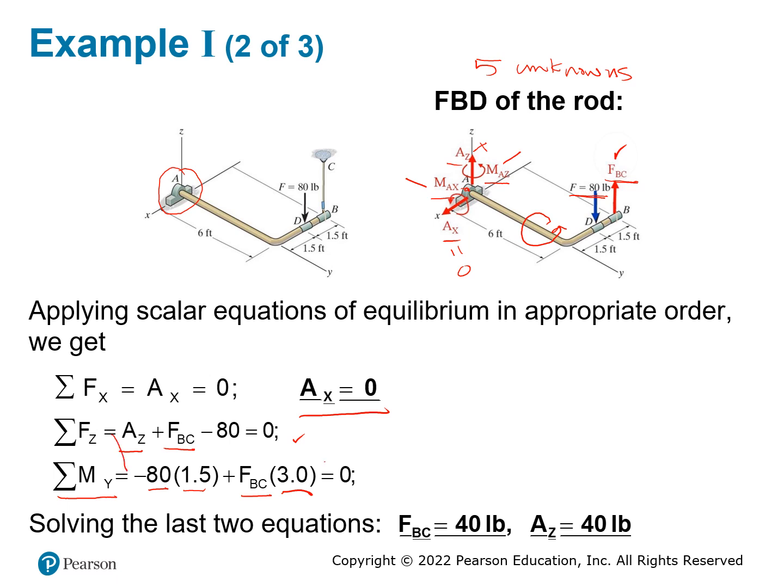So when you use this equation first, you can find FBC, which is equal to 40 pounds. And then you put 40 pounds back into this equation, then you will find out AZ is going to be equal to 40 pounds as well. So that's how we solve the problem. You just need to pick the equations correctly to help you find the solution.